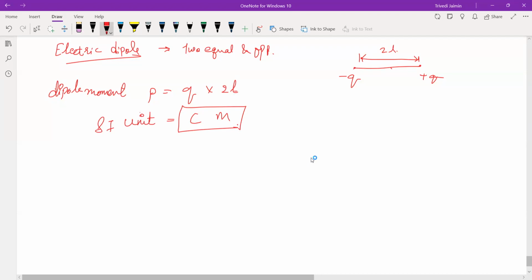Now this is a vector quantity. SI units we wrote, formula we wrote. What else do we need here? Okay, let's write about torque then.